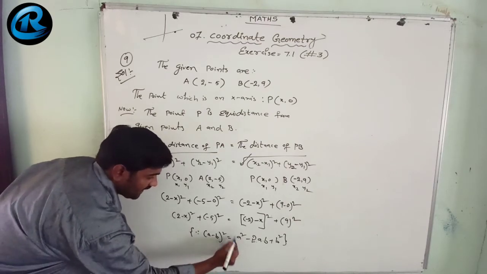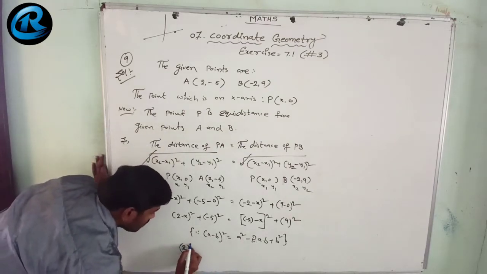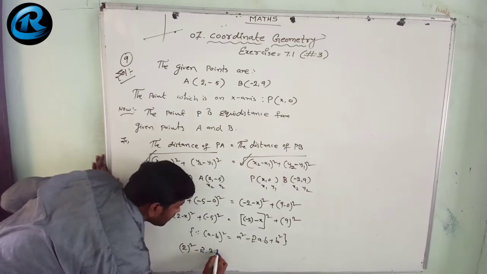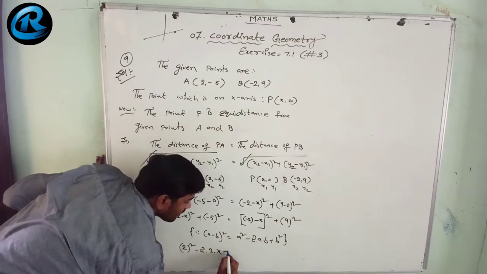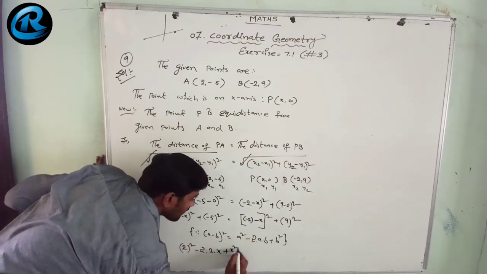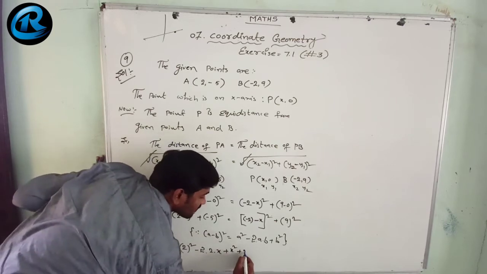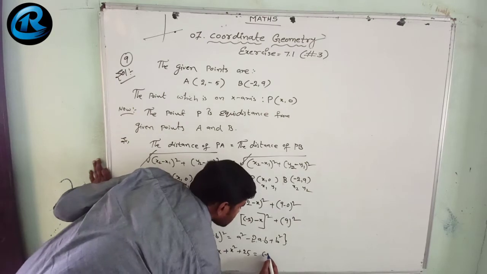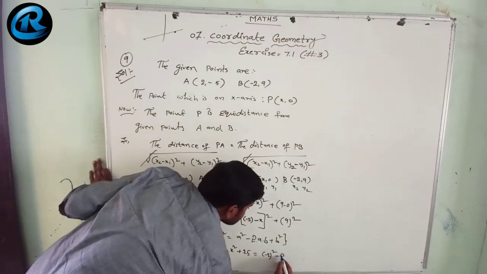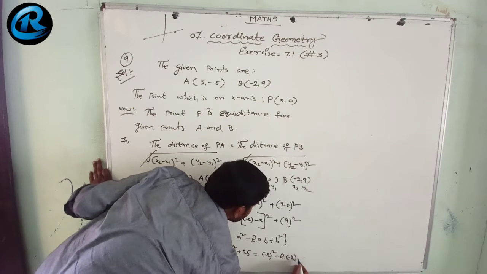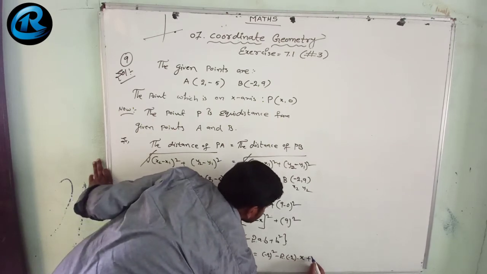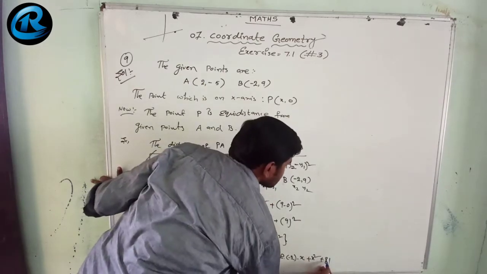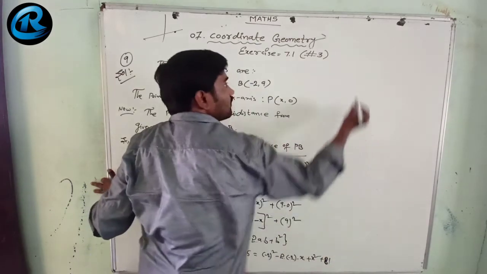On the left, first a square, nothing but 2 square, minus 2 into a, that is 2, into b, that is x, plus b square, that is x square, plus 5 square, minus 5 whole square is 25. On the right, a square is minus 2 whole square, minus 2 into a, that is minus 2, into b, that is x, plus b square, that is x square, plus 9 square, whose value is 81.